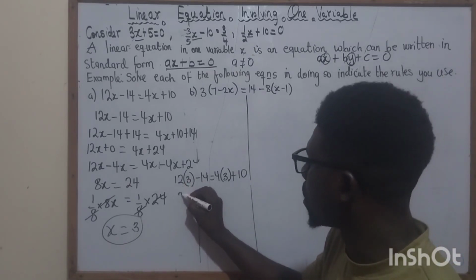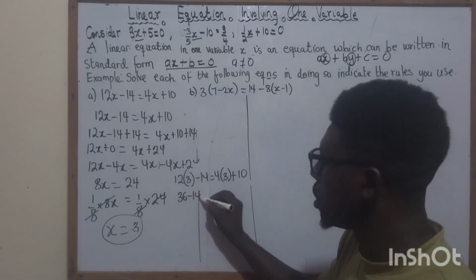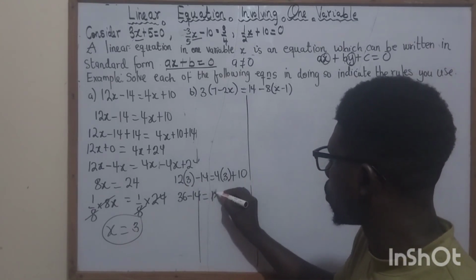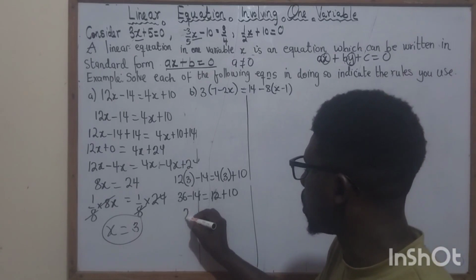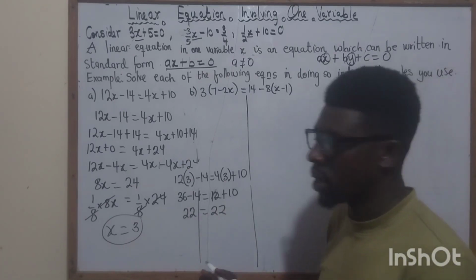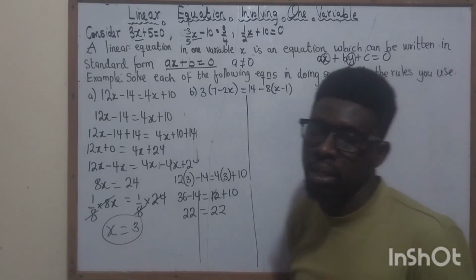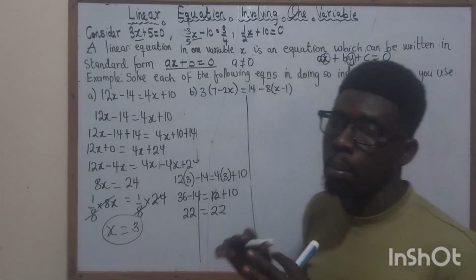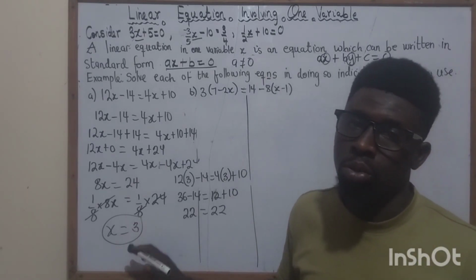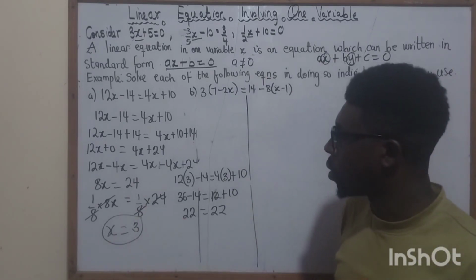So this is going to give me 36 minus 14. 4 times 3 will give me 12. So, yes, 12 plus 10 gives me 22. And this also gives me 22. Hence, the left-hand side is equal to the right-hand side, making the equation a balanced equation. That tells us that our statement is really true. x is equal to 3, okay?